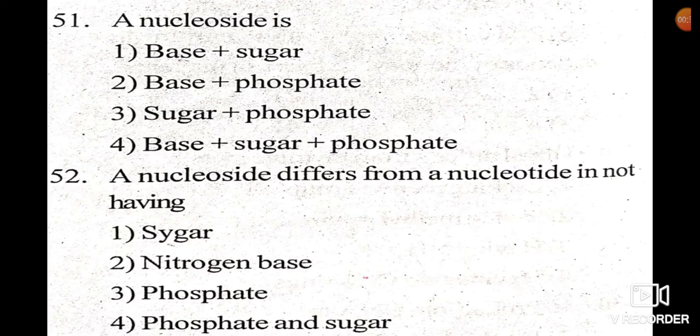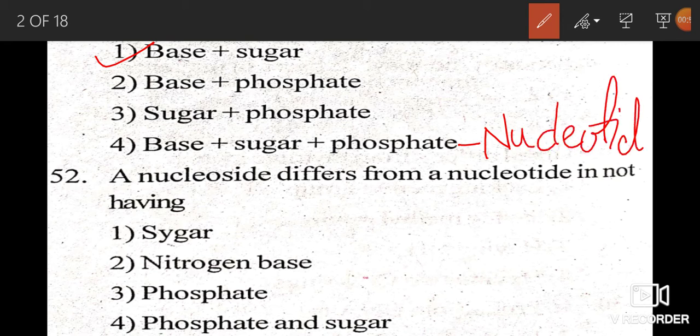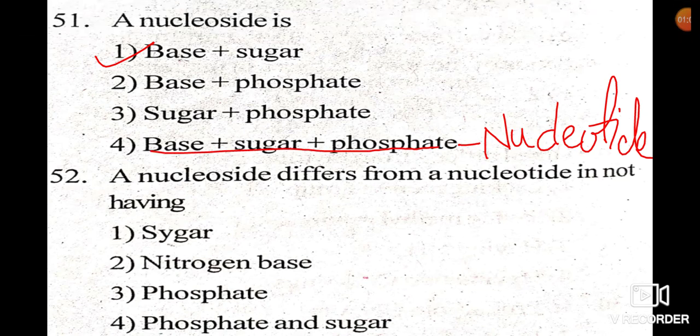Question number 51. A nucleoside is. Right option is 1. Nucleoside means nitrogen base and sugar. When it is added to phosphate, that is called nucleotide. But the question is nucleoside. So the right option is 1.